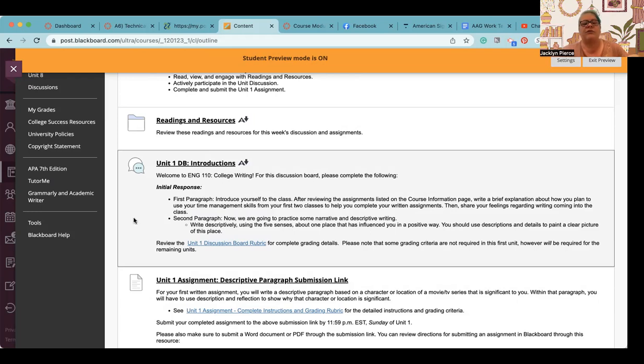All right. Review the Unit 1 discussion board rubric for complete grading details. Now, one of the things that you'll note is, and I mentioned this, when you have normal discussion boards, you are going to be required to not only post your own response by Wednesday night, but then respond to 2 others in detail by the end of the week. This week, that doesn't apply. As long as you have yours posted by Sunday night of next week, you are going to be good to go. But you don't have to respond to others.